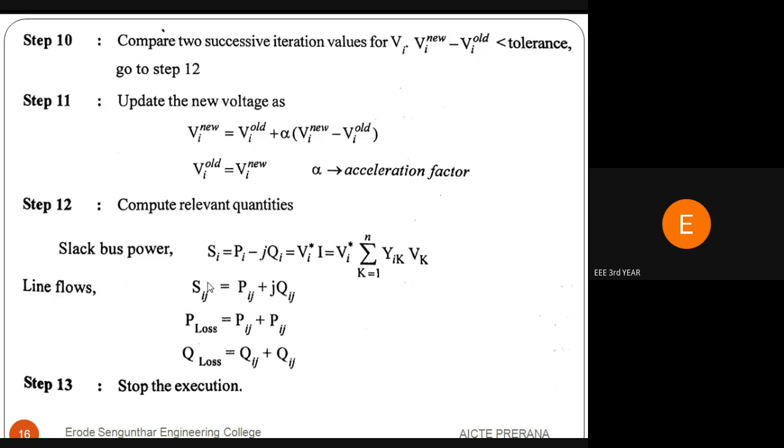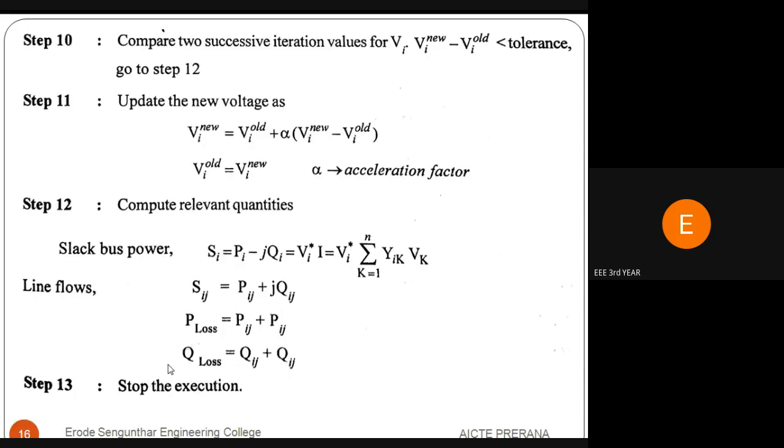This is nothing but the power: the real power and reactive power are added into a common complex power. So P loss is equal to Pij plus Pji. Then Q loss is equal to Qij plus Qji. After finding the losses, we have to stop the execution. This is the algorithm for the Gauss-Seidel method.